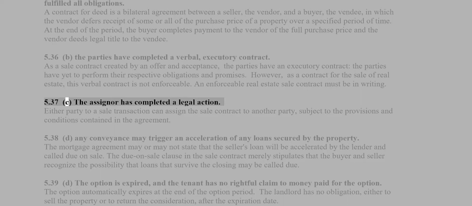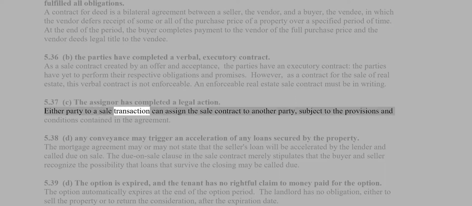5.37 C. The assignor has completed a legal action. Either party to a sale transaction can assign the sale contract to another party, subject to the provisions and conditions contained in the agreement.